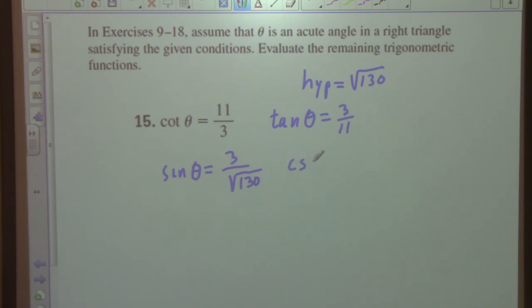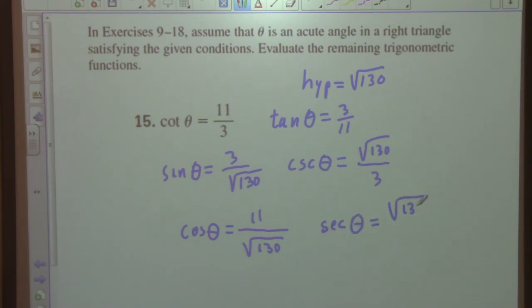Cosecant theta is the square root of 130/3. And cosine theta is 11/square root of 130. And secant is the square root of 130/11. Okay, questions on that one? Pretty simple, right?